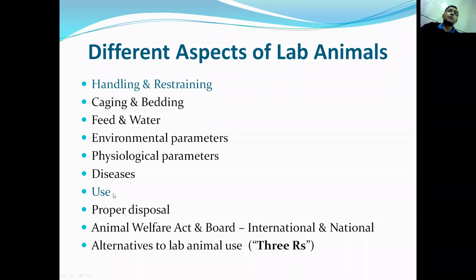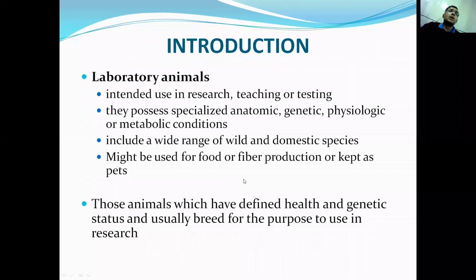Before going to this, we should know to whom we can call a laboratory animal. Generally, these animals are intended for use in research, teaching, or testing. Generally, these animals have specialized anatomy. Their genetic and physiological conditions are well known, well studied, and these parameters are already available in the public domain. This particular animal might be wild or domestic, but all the studies and all the data are available in the public domain. That's why they can be used for our research purpose.